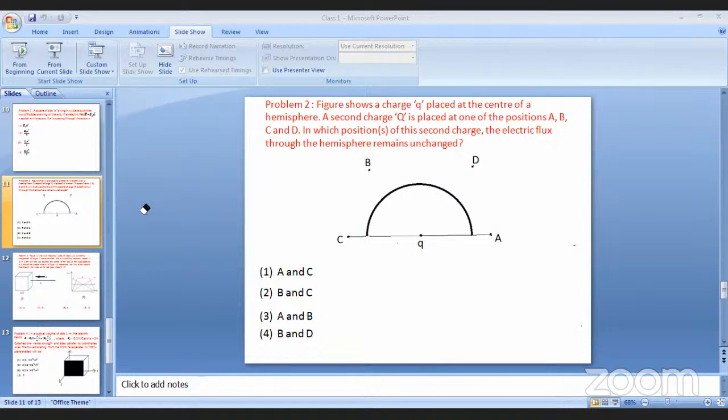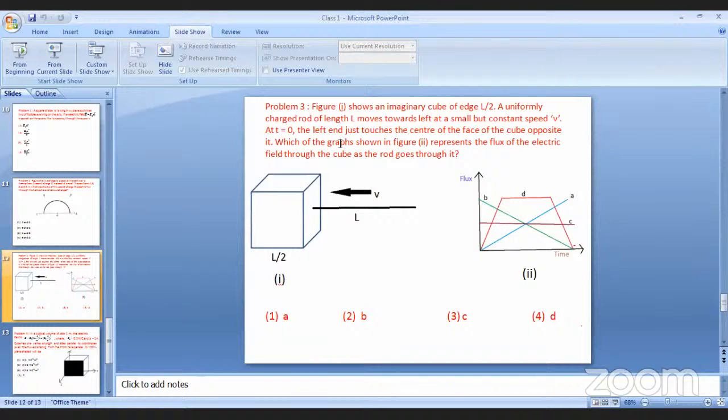So now let us move on to the next problem, or next question. Here you see figure 1 shows an imaginary cube of edge L by 2. A uniformly charged rod of length capital L moved towards left at a small but constant speed v. At t equal to 0, the left end just touches the center of the face of the cube opposite. So which of the graphs shown in figure 2 represents the flux of the electric field through the cube as the rod goes through it?